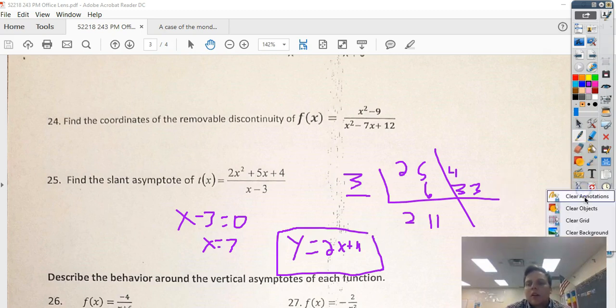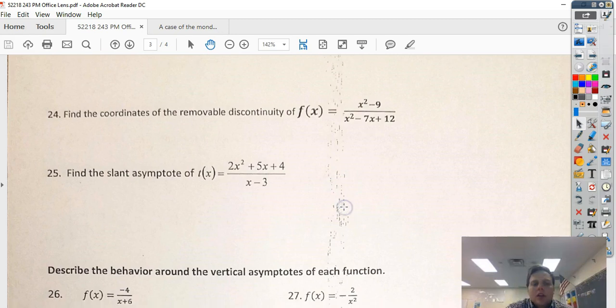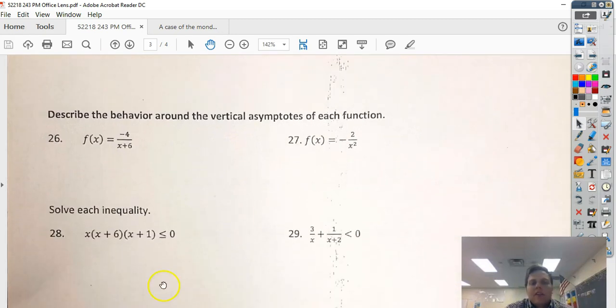Okay? Moving on. Problem number 26. Describe the behavior around the vertical asymptotes of each function. So I know we didn't do a whole lot of this in class, but you should remember, how do you find a vertical asymptote of a rational function? Well, you just set your denominator equal to 0. So x plus 6 equals 0. So x equals negative 6. So this is your vertical asymptote.